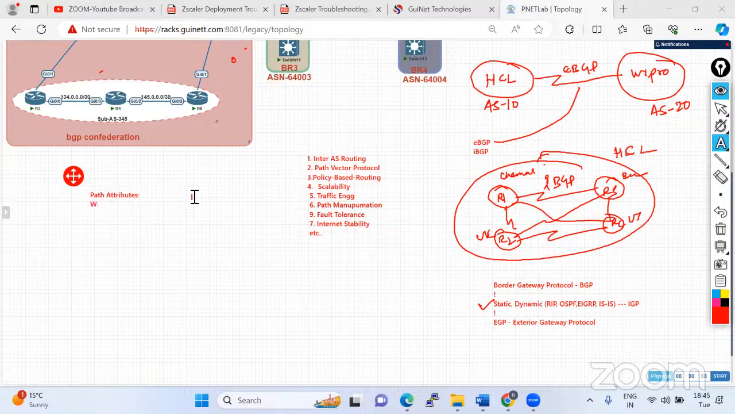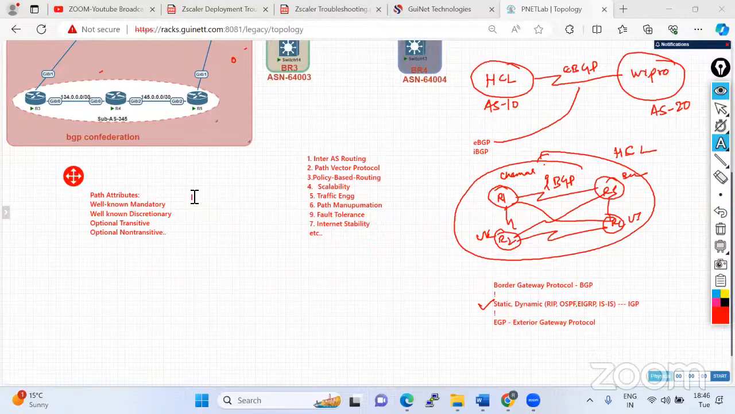So just as I'm explaining, we have the well-known mandatory, right? We have the well-known discretionary, right? We have the optional transitive, and then we have the optional non-transitive, right? So these are the path attributes.